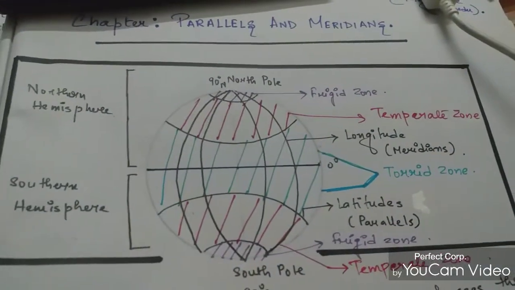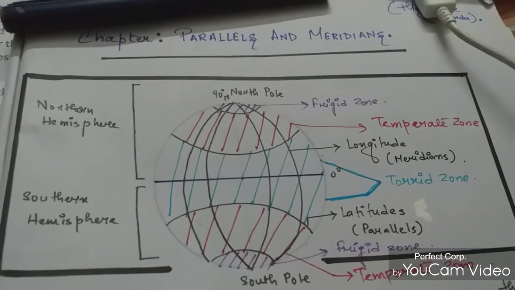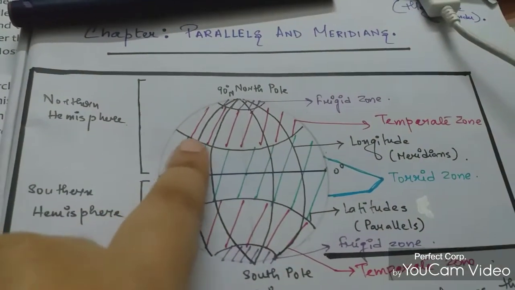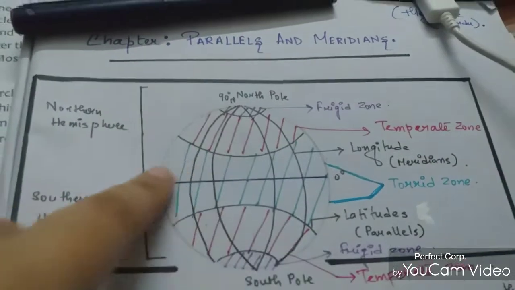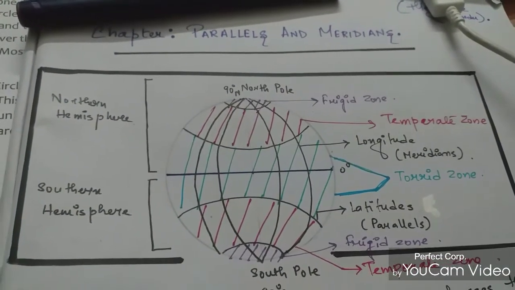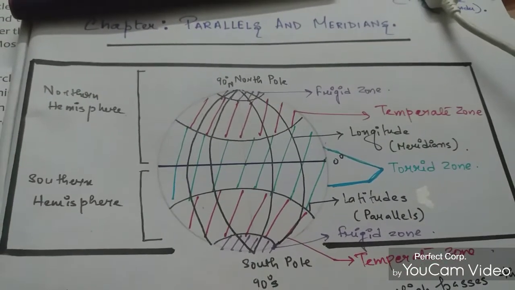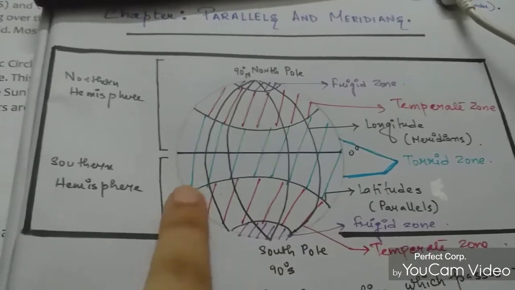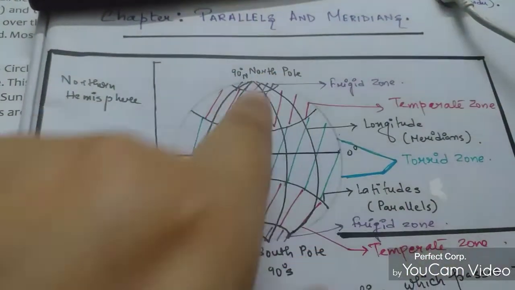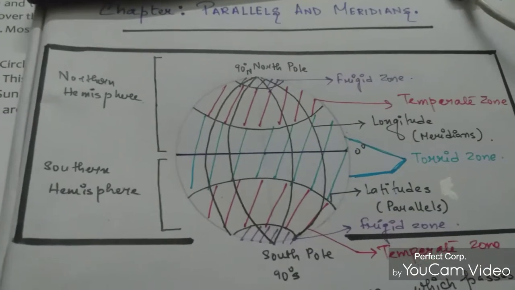The lines which run horizontally in east-west direction parallel to each other are parallels. Now an imaginary line drawn between the North Pole and South Pole that divides the Earth into equal parts, and the longest parallel is called the equator. The northern and southern hemispheres are divided by this line, the equator, and it is the longest parallel.